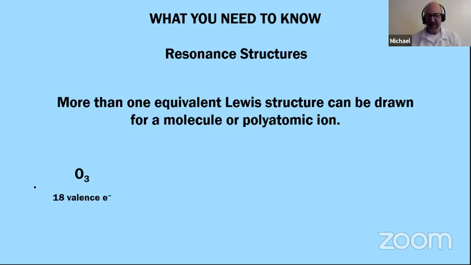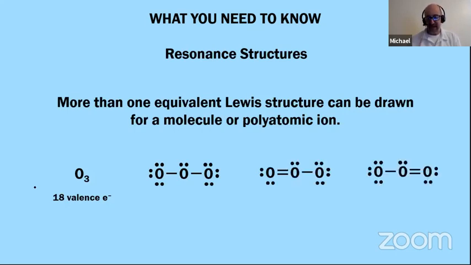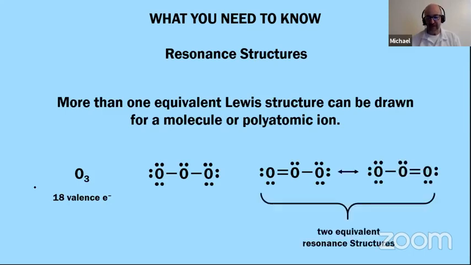I'll start with a simple skeleton. I will then continue to add lone pairs of electrons. So right now I have 2, 4, 6, 8, 10, 12, 14, 16, 18, and that's it. I have no more electrons I can add. So could I make a double bond on the left? Yes. Could I have made a double bond on the right? Yes. In fact, each of these is considered an equivalent resonance structure.